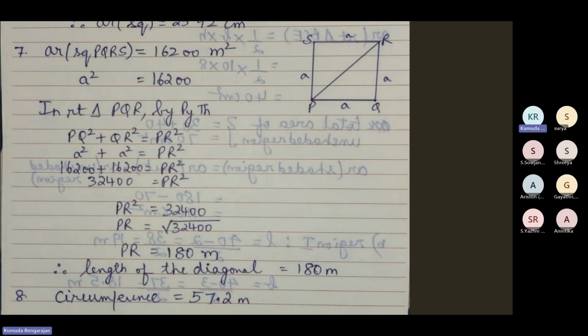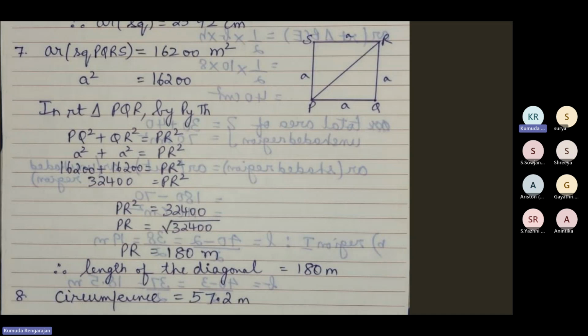Okay. So the area of the square is given as 16,200. You can see we have represented the information with the diagram. We have taken square PQRS with side A units. So area 16,200 meters square is given. That means A square. Area of a square, meaning A square, is given.